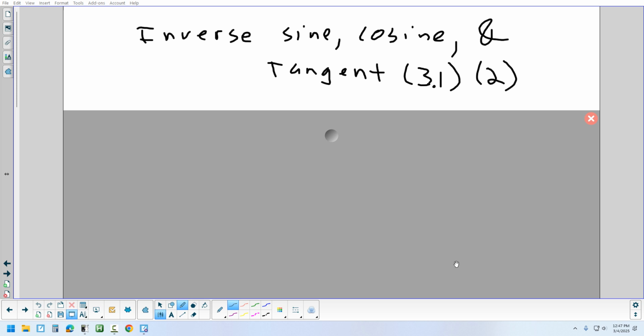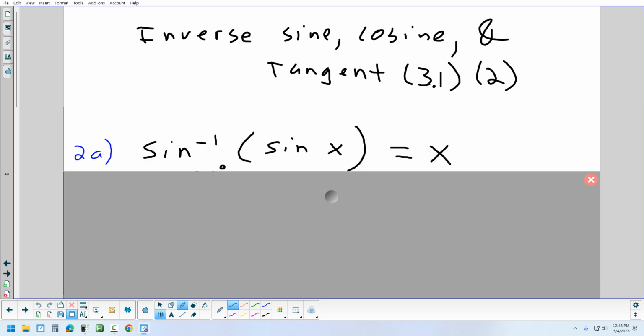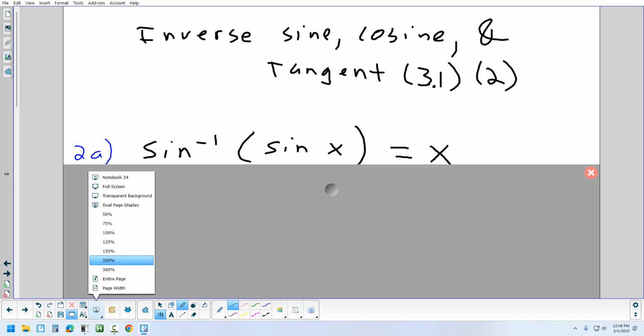All right, so we can take a look at the second part of 3.1. Okay, it's still on inverse trig. And we learned yesterday that inverse trig and regular trig basically do what to each other? Reverse each other. Right, they reverse or they cancel out. So let's look at this one.